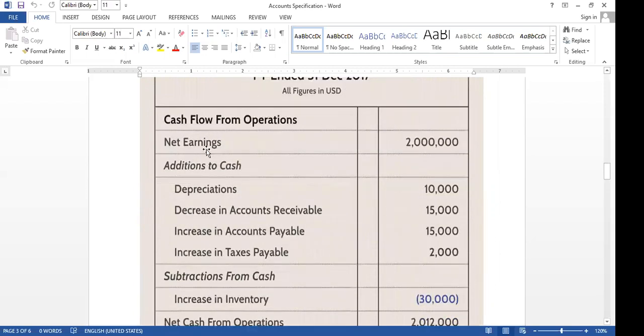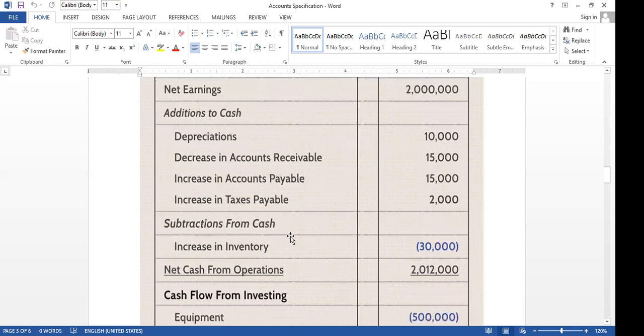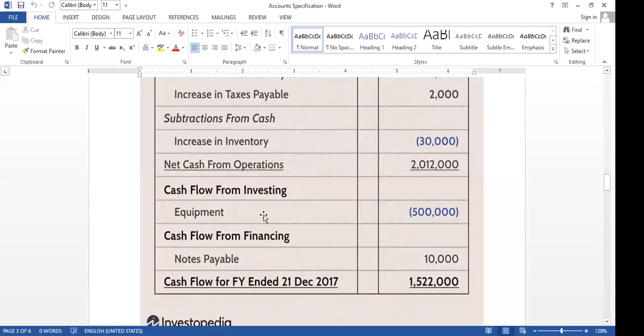Cash flow from operations: net earnings, and net addition of cash, depreciation, decrease in accounts receivable, increase in accounts payable, increase in tax payable, and subtraction of cash. After that, we deduct the increase in inventory from net earnings, and after that we get the net cash from operations. After that, cash flow from investing. This company invests in equipment of 500,000. The equipment 500,000 is deducted from net cash from operations.